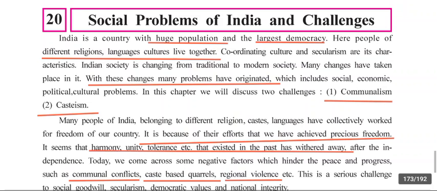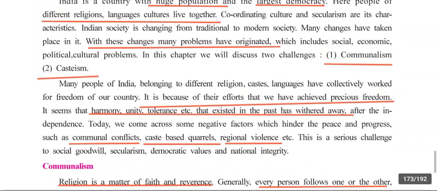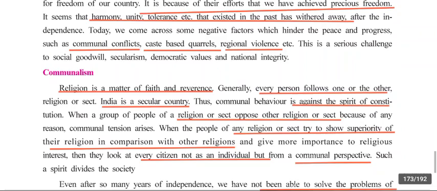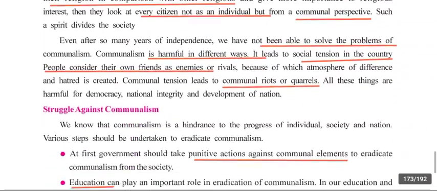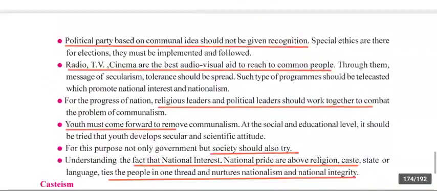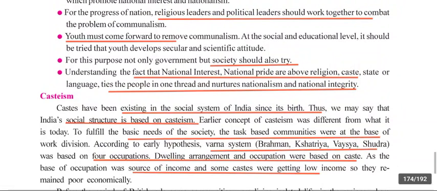In my previous tutorial, we discussed the beginning part of chapter number 20, that is Social Problems of India and Challenges. In that tutorial, we discussed that the main social problems, or the main social challenge today in India, is communalism and casteism. We discussed what is communalism, and the struggle against communalism, what the government should do or what the government or people of India have been doing to remove communalism.